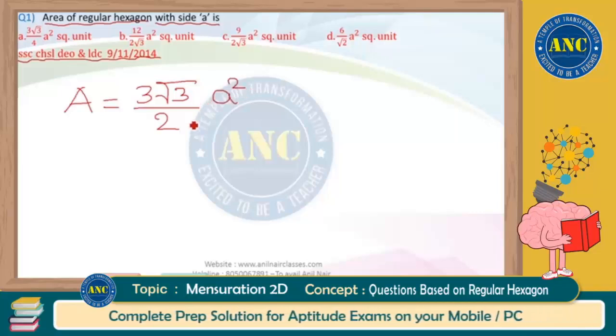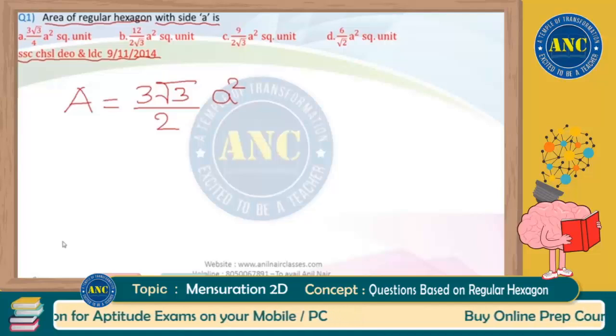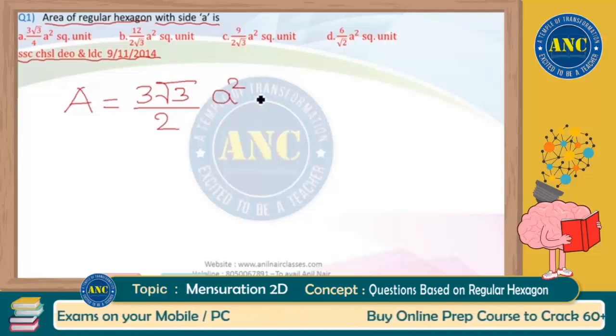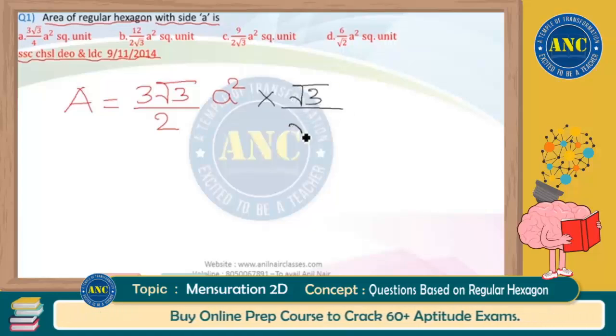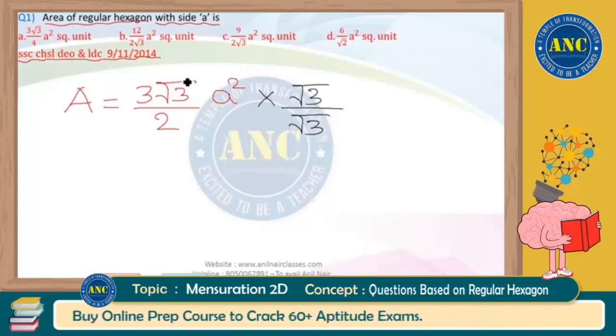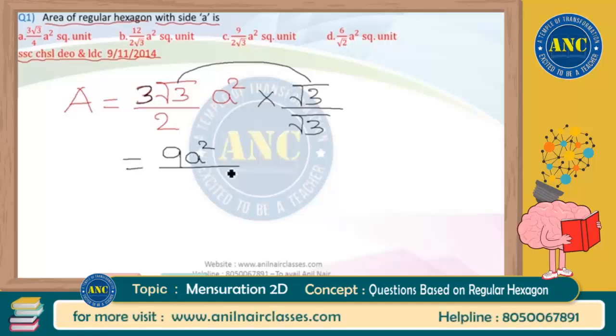But 3 root 3 by 2 into A square is not present in any of these answer options which are present in this question. So let us simplify further. I will multiply by root 3 and divide by root 3. If I do this, root 3 into root 3 is 3. 3 into 3 is 9. So it is 9A square in the numerator, 2 root 3 in the denominator. Sir, do I have this particular option? Yes, option C. Straightforward question, sir.